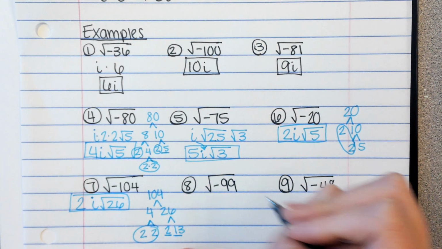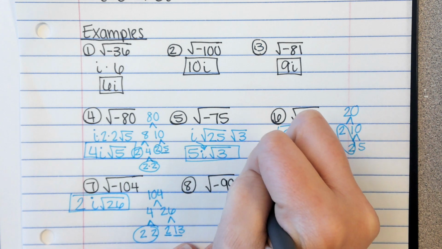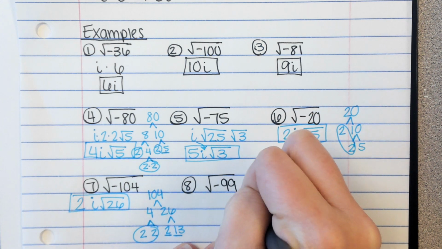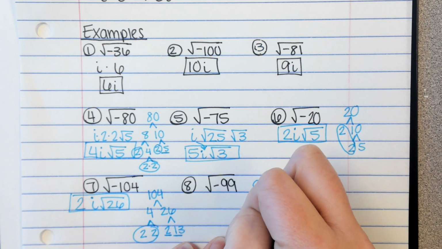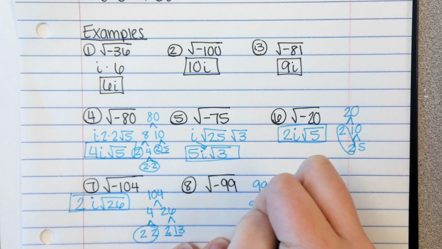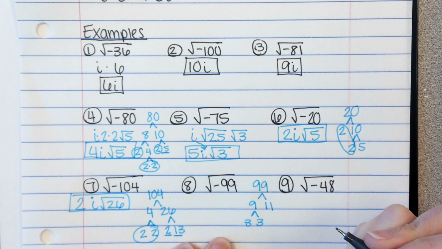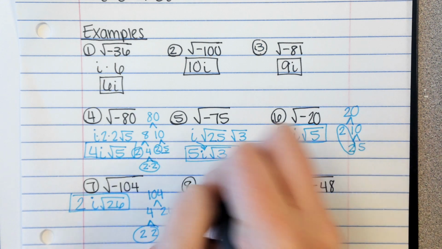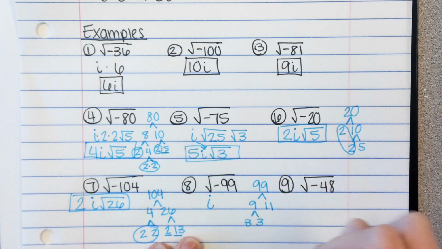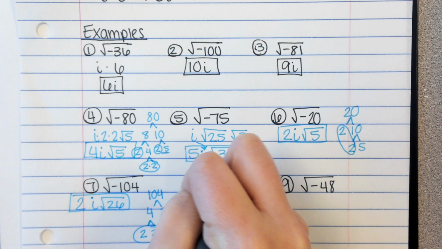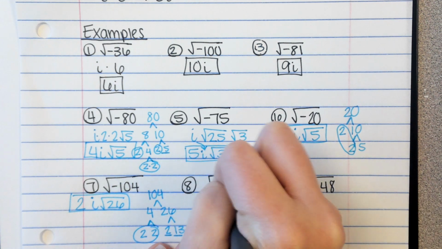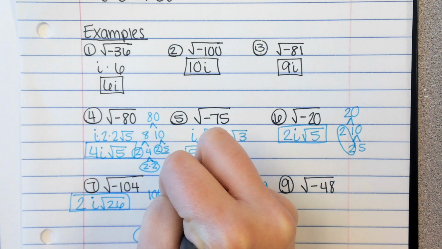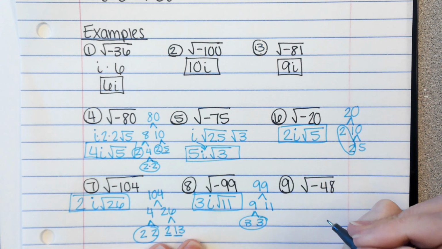All right, number 8, I have negative 99. So I'm going to take that 99. See, 9 times 11. 9 can break up into 3 times 3. 11, it's just 1 times 11, so it can stay. All right, so I know I have an i because it's negative. I have a pair of 3's, so 3 goes in front. And then I have 11 inside. 11 has to stay because it doesn't have a pair.